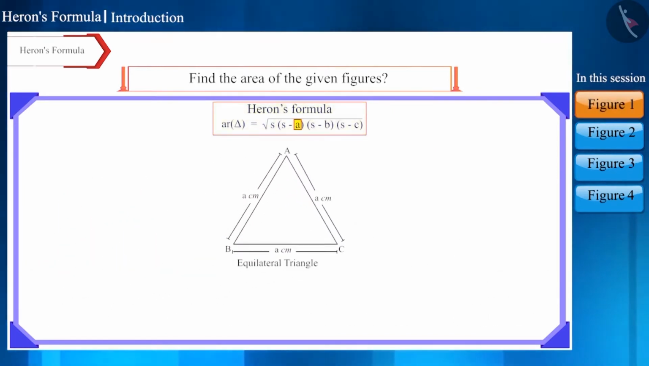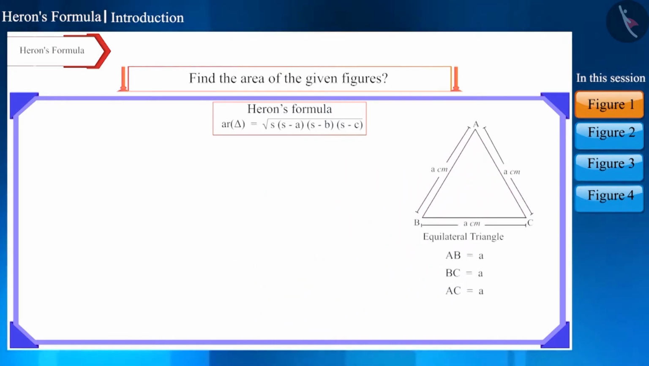Can you tell what will be the value of A, B and C here? All the three sides of the triangle are equal, so the value of all the three will be A. Now the formula will be like this. Square root S within brackets (S minus A) within brackets (S minus A) within brackets (S minus A), which will be equal to square root S within brackets (S minus A) raised to the power of 3.